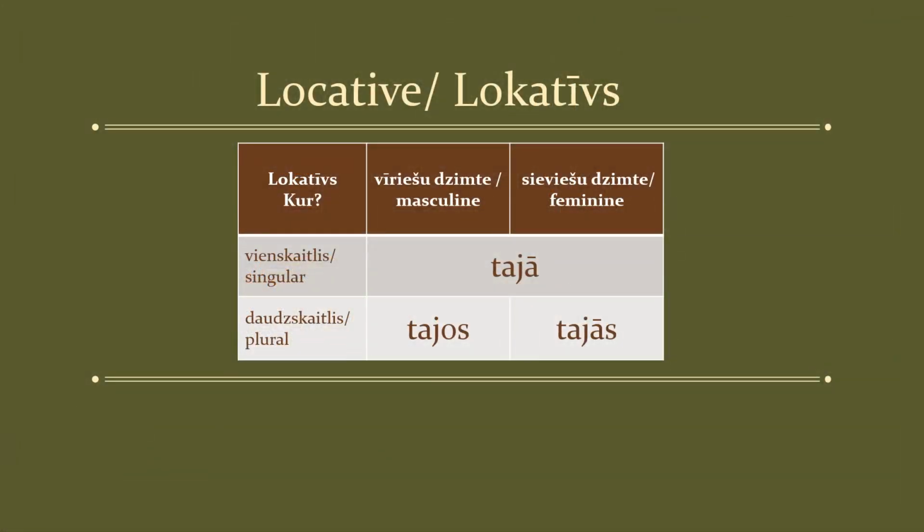Locative. Long endings in the locative. Tātad tajā, for both genders, and plural different: tajos un tajās. And again, those who've been studying more will recognize the same endings. Ajā, ajos, ajās we use for ordinal numbers and definite adjectives.